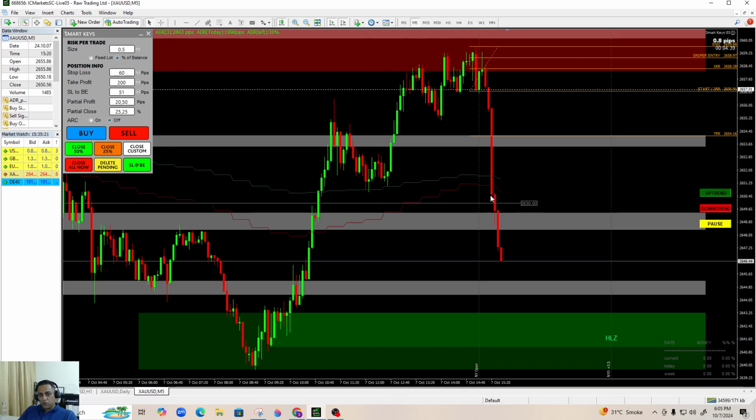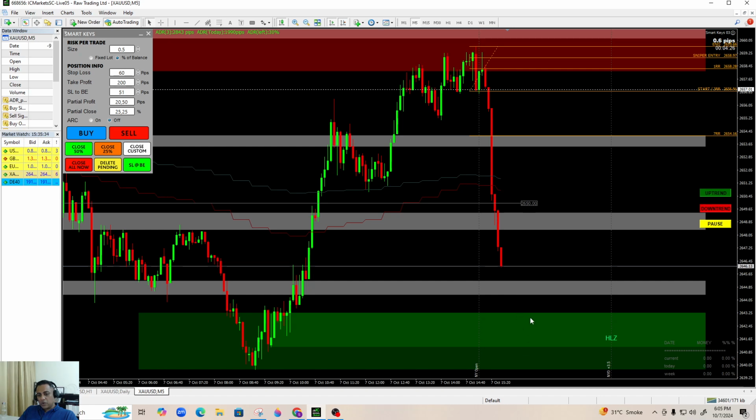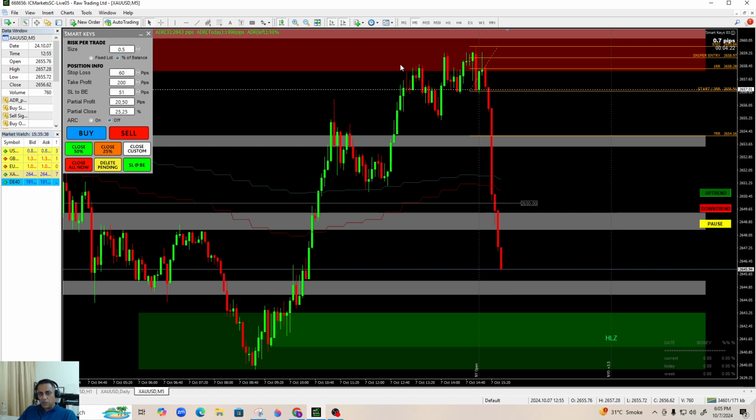So the M5 candle closed below this support, and the next candle continued down to this one. This M5 candle closed below this support, and the next one will continue down here. Once an M5 candle closes below this, then the next M5 or the M15 will continue down here. Okay, that's how they work.